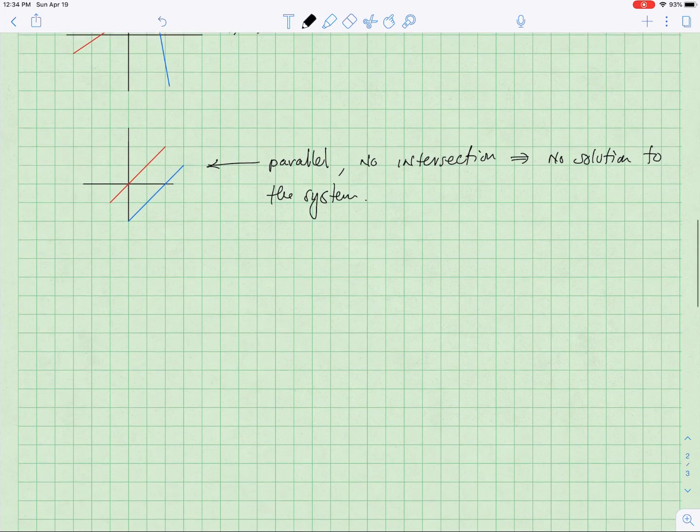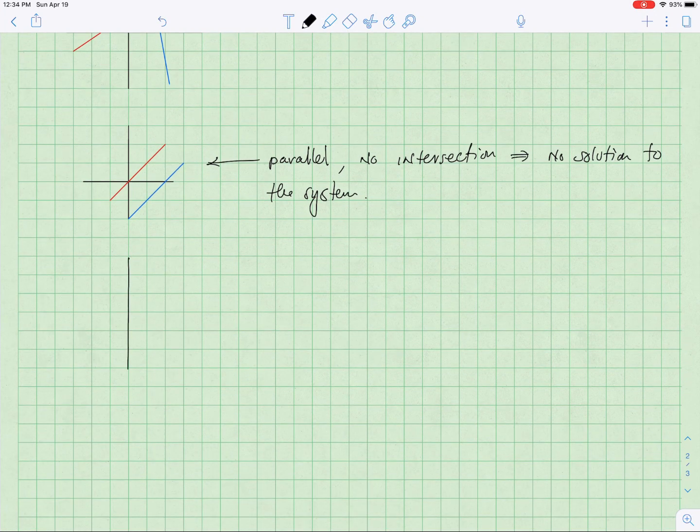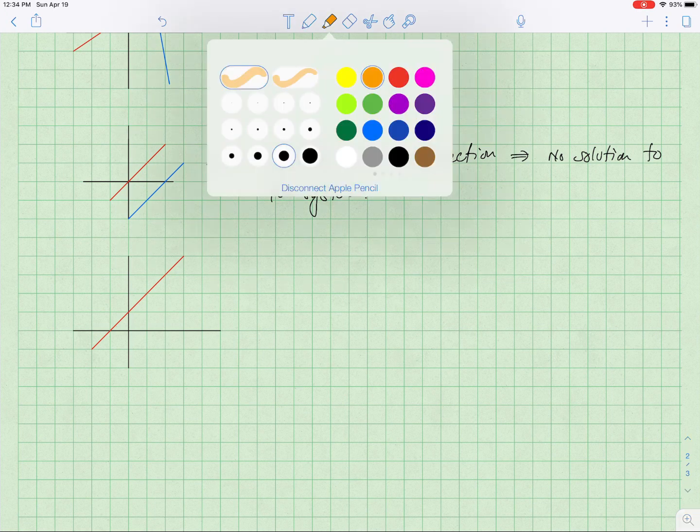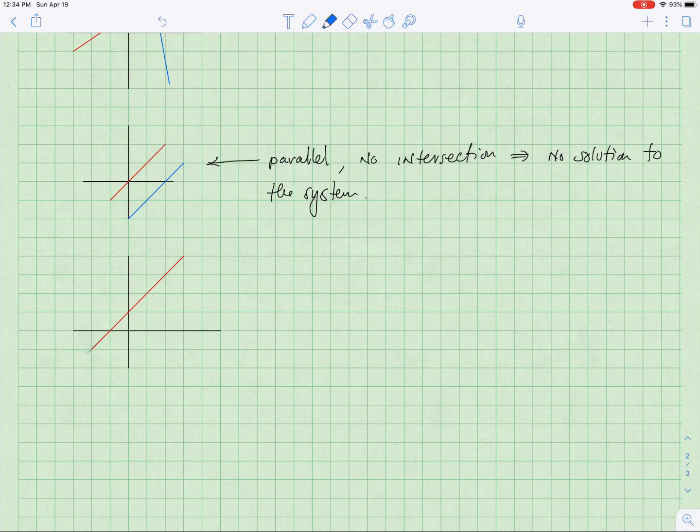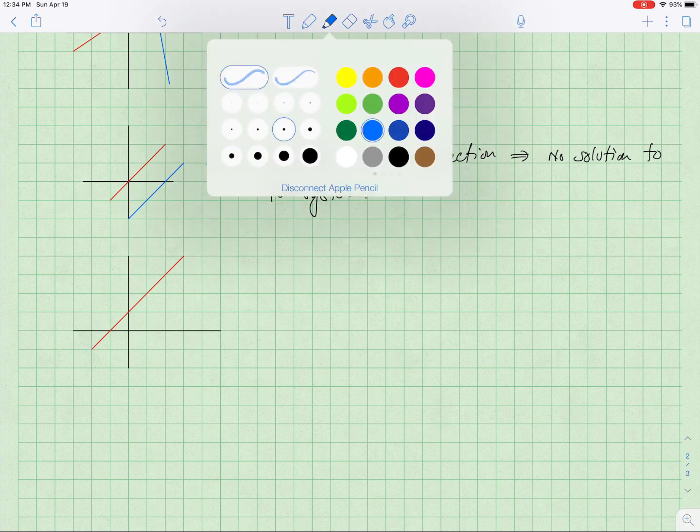There is one more scenario, though. Here's my red line, and this is going to look a little bit weird. I'll do this in blue. Let's see. I'll do it in the highlighter here. No, it's too small. Bigger highlighter.